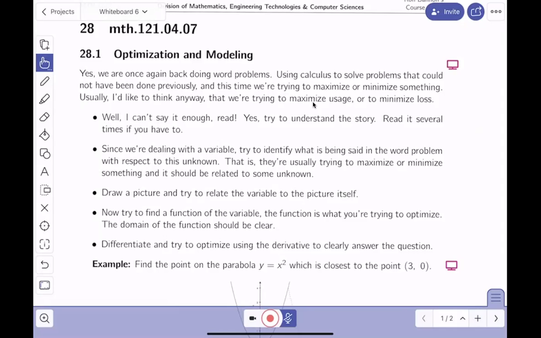But anyway, let me read to you. We're back doing word problems again. What's a word problem? There's going to be words in it. I got to understand the words. So we're going to be using calculus to solve these problems. Now, typically, you have to realize what we're really trying to do after all the work we've done. We're trying to do some maximizations or minimizations of something. I don't know yet. We have to read it and find out what they're talking about.